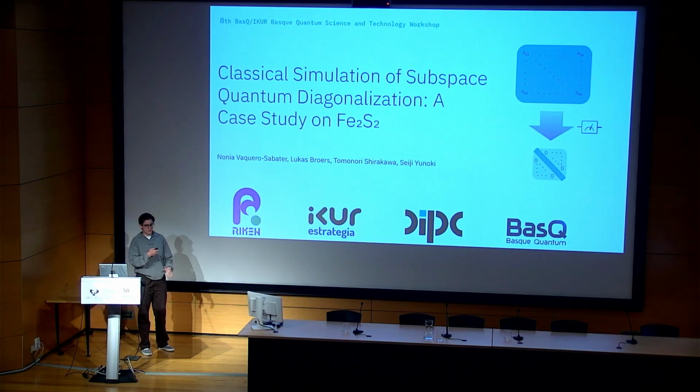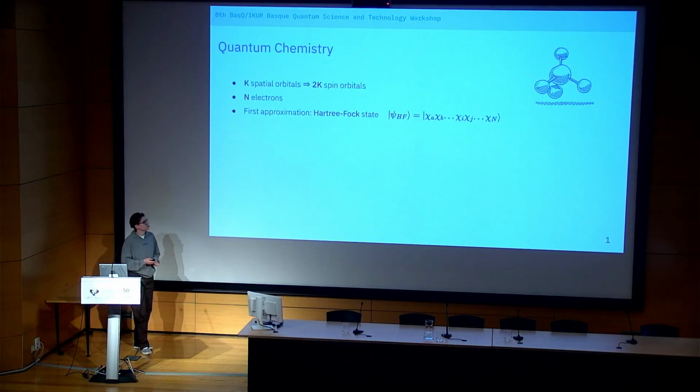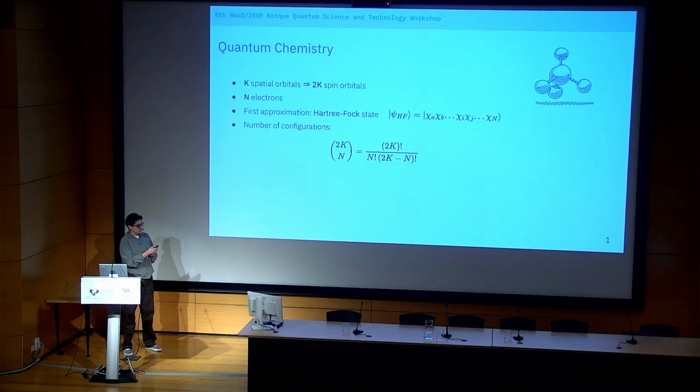First I'm going to do a quick introduction. If we want to calculate the ground state energy of a molecule of, let's say, 2k spin orbitals and n electrons, then a first good approximation is Hartree-Fock, which is just placing these n electrons on the lowest energy orbitals. But if we want to improve our energy approximation, we need to take into consideration more configurations, where the number of configurations is the binomial coefficient of these 2k spin orbitals with these n electrons.